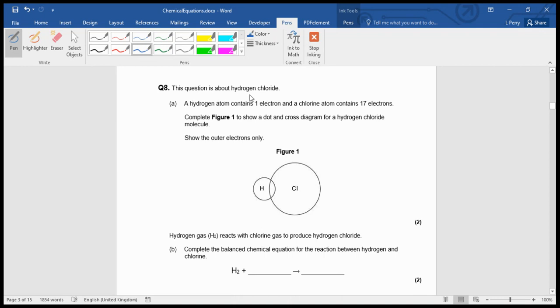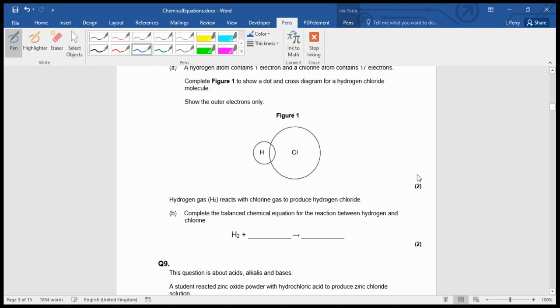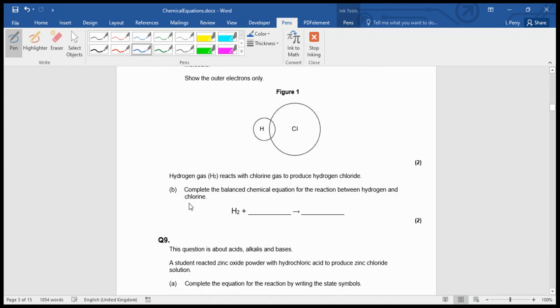Now, this question is about hydrogen chloride. Now, I'm focusing on balancing the symbol equation, but I've left the question in because it's going to help me. I'm not doing covalent bonding in this video, though, so I'm not going to answer question A. But this one says, complete the balanced chemical equation for the reaction between hydrogen and chlorine. Now, I can see in the part above, it makes HCl.